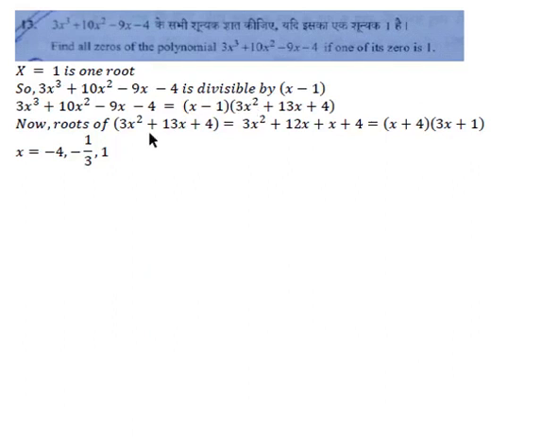Now if we are able to find the roots of this quadratic polynomial, and we already know one root to be 1, we will get all three roots of the cubic polynomial. An easy way to get the roots of a quadratic polynomial is to get the discriminant D, then negative b plus minus square root of D by 2a gives us both the roots. Another way is we break up the middle term to get the product of the first and the last term. So here we see that the product of first and last is 12. We break up the 13 to be 12 and 1, and we get the roots as negative 4 and negative 1 by 3.